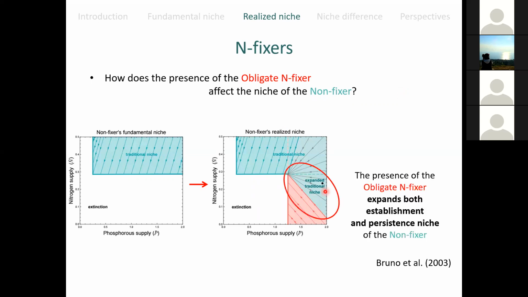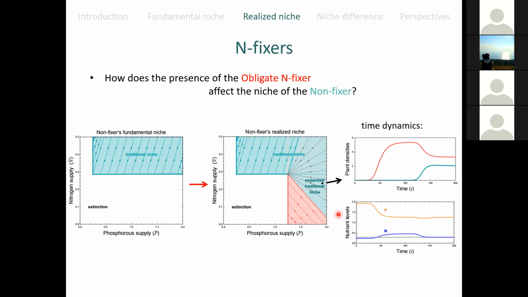How does this work in practice? So this is kind of classic. It's been described verbally in the facilitation literature, but it was nice to get it working with a sort of nutrient explicit model here in the context of the niche framework. How does this work in practice? It's pretty simple. For a supply point located here, so outside of the fundamental niche of the non-fixer, basically the obligate fixer will invade first. And as it invades, as you can see, the nitrogen availability in the system increases, which eventually allows the non-fixer to invade. And when it invades, they eventually coexist together at equilibrium.